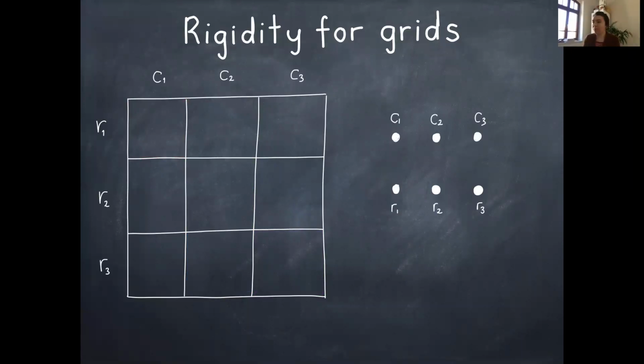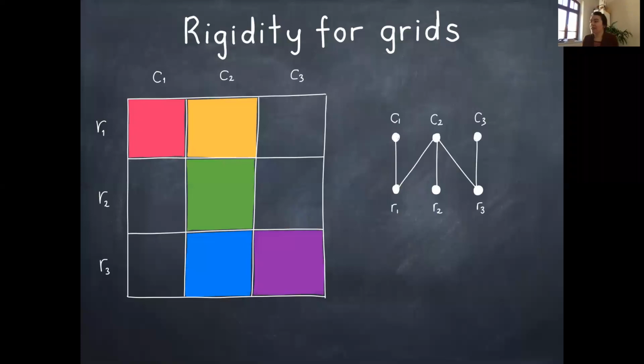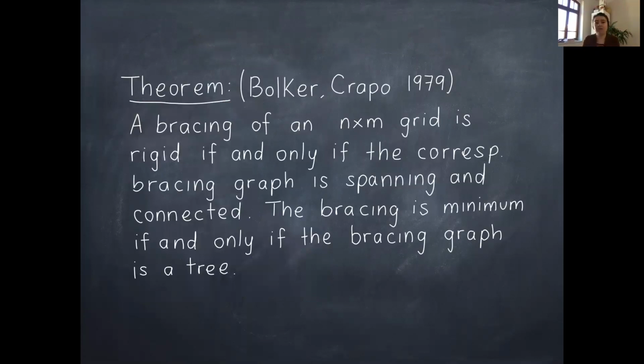And whenever we put a plate on a face, we put an edge on our graph. And this framework is going to be rigid whenever the graph on the right is spanning and connected. Okay? And this is the theorem of Volker and Crapo that says that a bracing of an n cross m grid is rigid if and only if the corresponding bracing graph is spanning and connected.